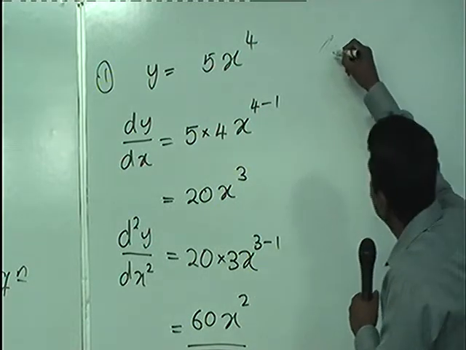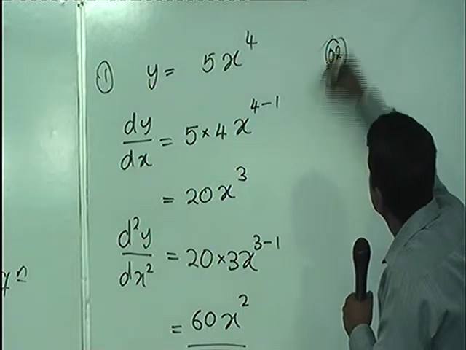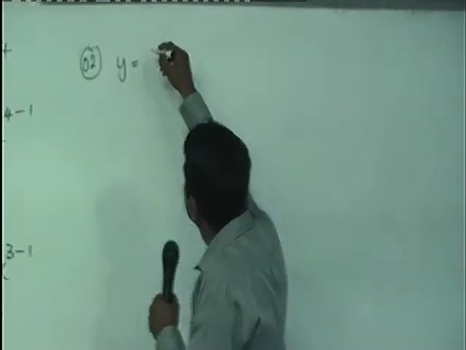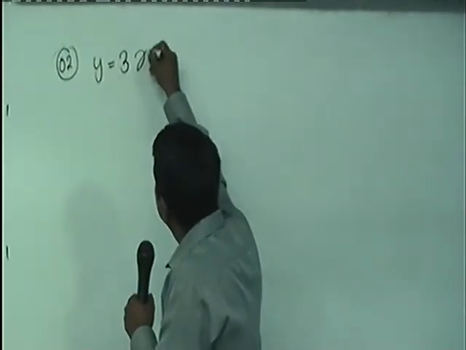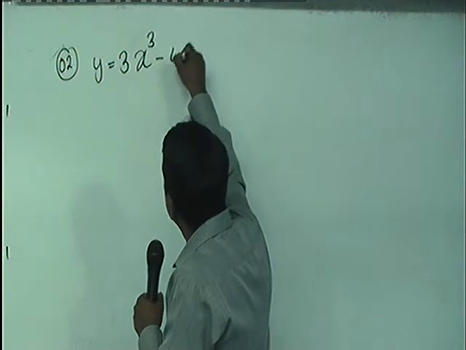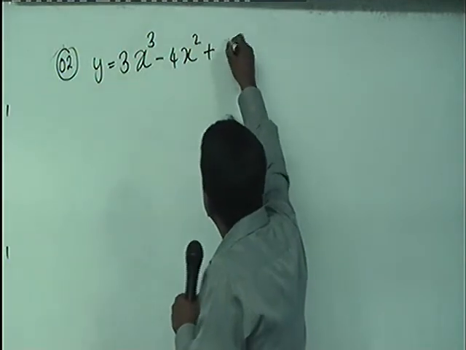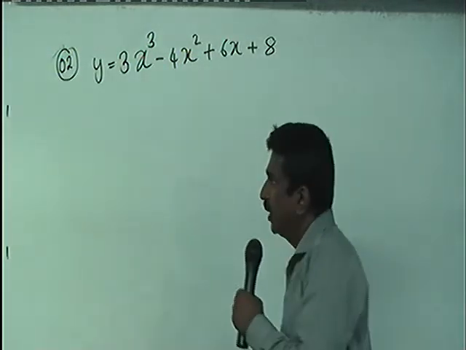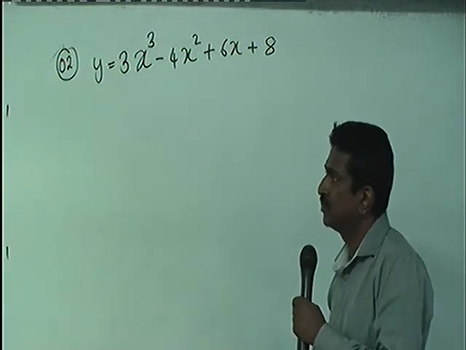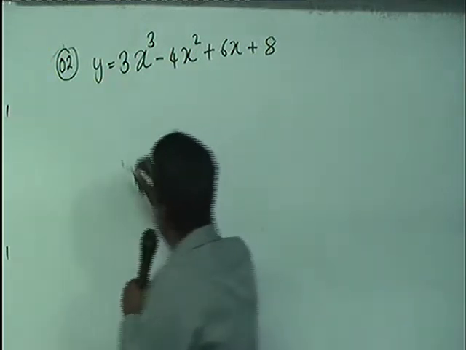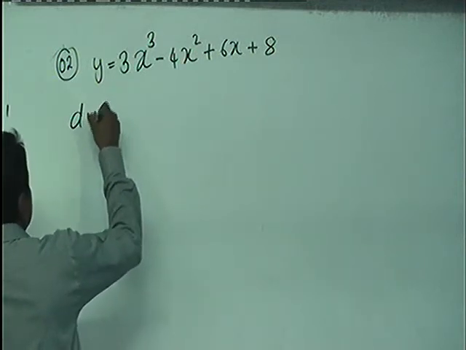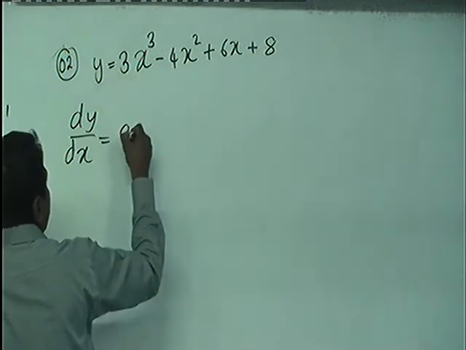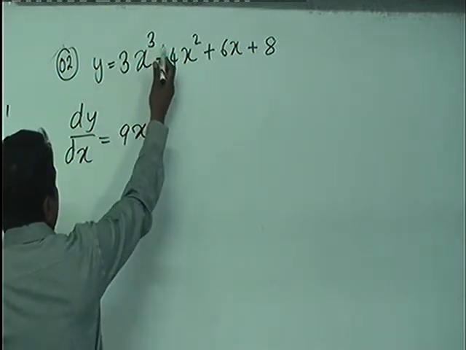Then example number 2. y is equal to 3x^3 minus 4x^2 plus 6x plus 8. Again, obtain the second order differentiation. So d2y by dx2, first dy by dx, the first order. That is equal to 3 into 3, 9x to the power 3 minus 1, 2.